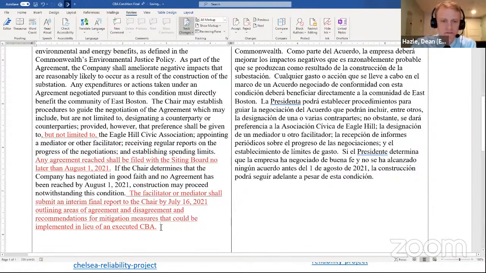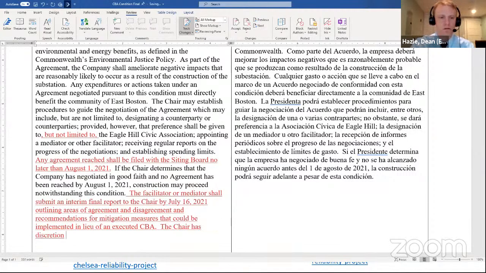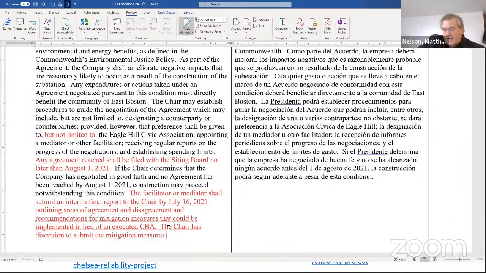I'm sorry, I'm not clear if there's a final sentence needed about the chair's discretion to require these mitigation measures to be implemented. The chair has discretion to submit the mitigation measures, and let's categorize them as non-agreed to mitigation measures, to the siting board.